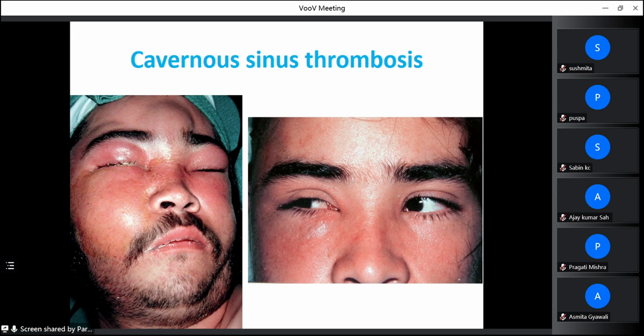This is a case of cavernous sinus thrombosis. As you can see, there is inflammatory edema around the eye. The buccal space is also involved. There is an abscess, and there is swelling over the forehead. These are the same patient's images after treatment.